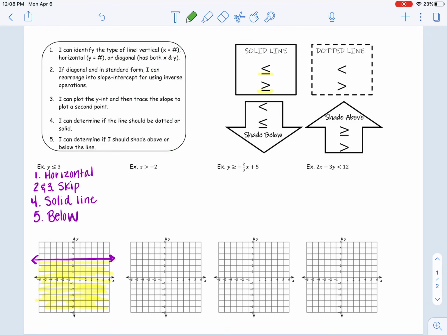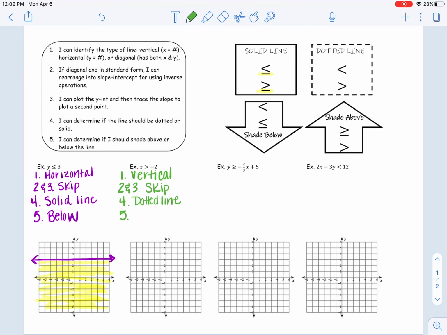Example 2, we have x is greater than -2. So still going through those same steps. Number 1, determine the type of line. It's x and a number, so that means it's a vertical line. I can skip steps 2 and step 3 because it's not a diagonal line. And I can go right to step 4. So greater than, no line underneath, so it is just a dotted line, or dashed, however you want to say.